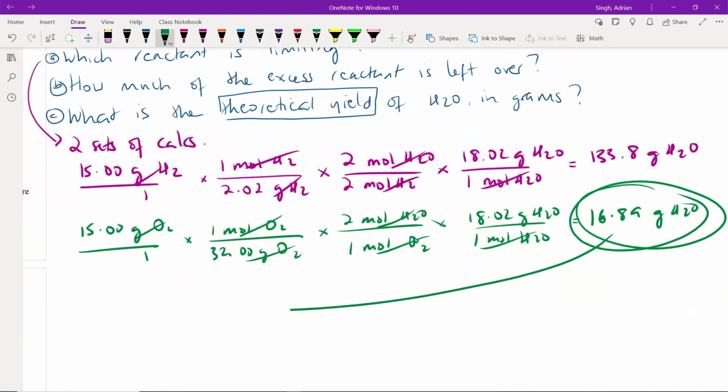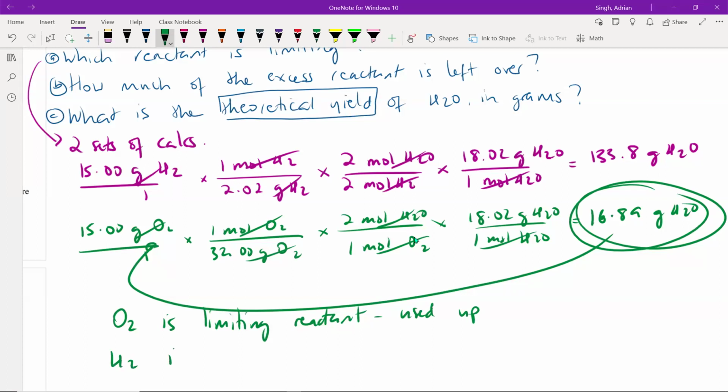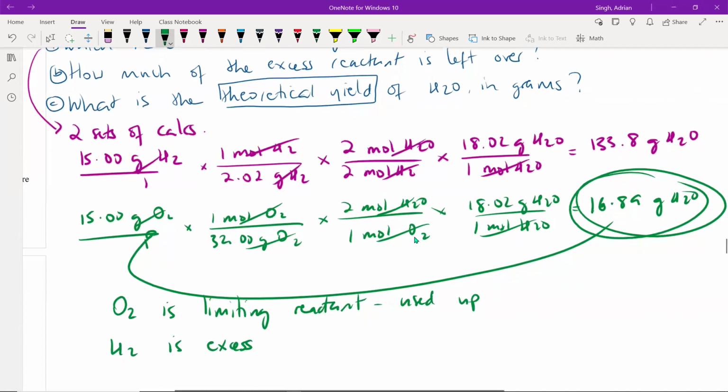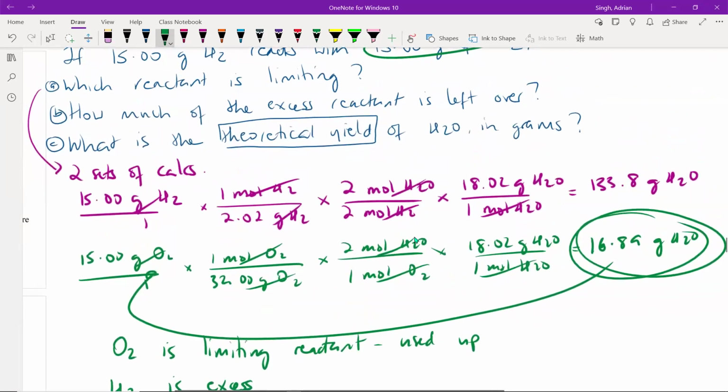So what this means then is that my O2 is a limiting reactant because it produces the least amount of product. It's going to be used up. There's none left over, which then suggests that the H2 is going to be in excess. Okay, and that's the terminology that we use. How much is actually left over at the end?